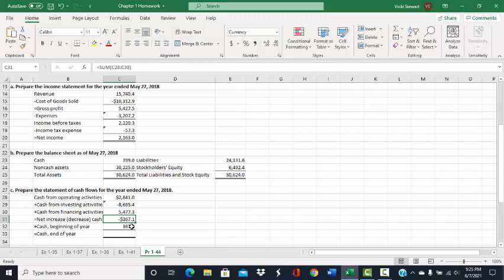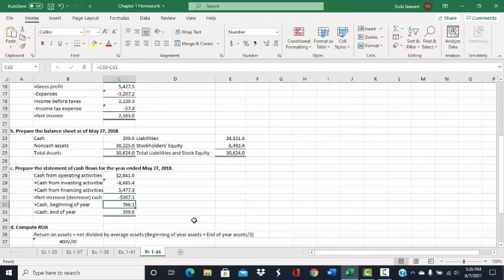Normally we would add to that our cash from the beginning of the year, but we don't have the cash at the beginning of the year. They only gave us the cash at the end of the year. But we can calculate what the cash would be at the beginning of the year. Because we know that if the cash decreased and it was $399 million at the end of the year, then it had to have been the sum of those two, or $766.1 million at the beginning of the year.